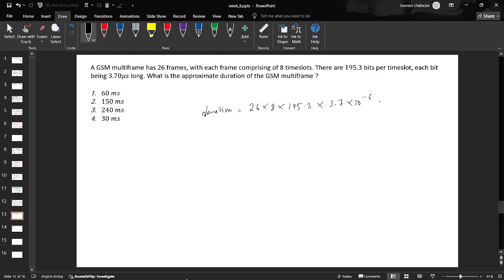So this many bits are being transmitted in a multi-frame. And what is the time required to transmit this many bits? If you calculate, you will see it's 150.3 milliseconds. So the second one is the closest answer.